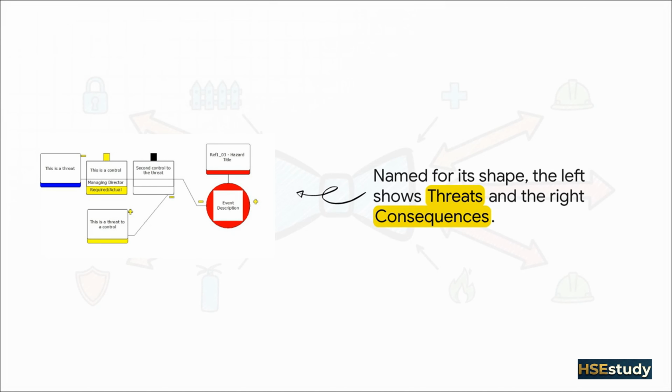And this is why it's called a Bowtie. It's actually pretty brilliant. That knot right in the middle, that's the critical moment you lose control over a hazard. We call that the top event. To the left, you've got all the threats that could cause it, and to the right, you've got the potential consequences. This simple shape elegantly separates prevention from mitigation, and that right there is one of its most powerful features.